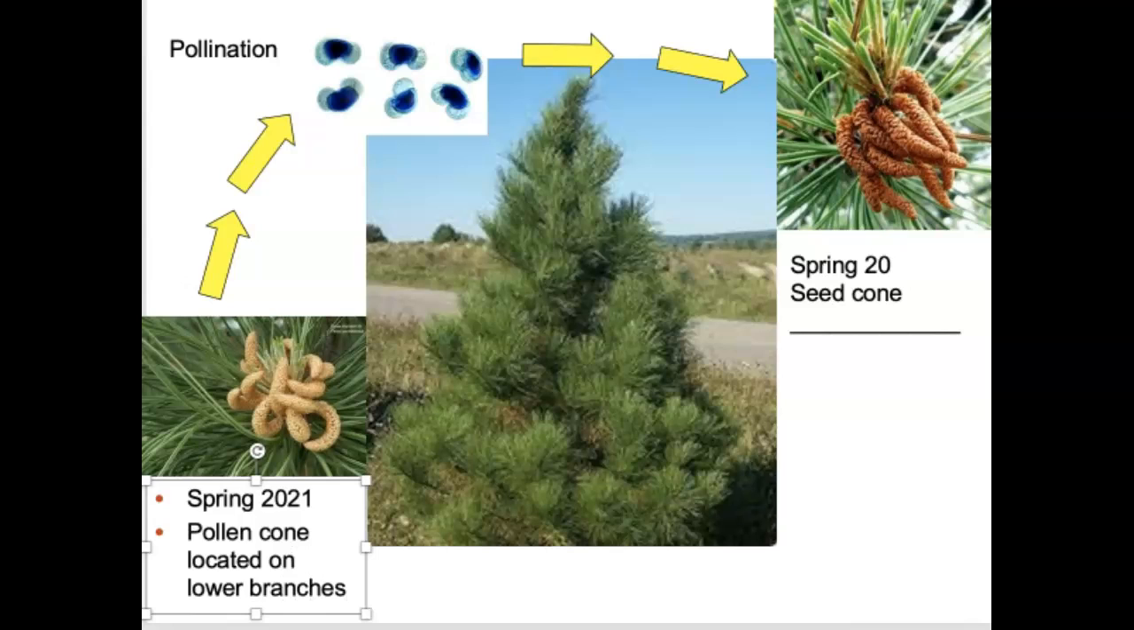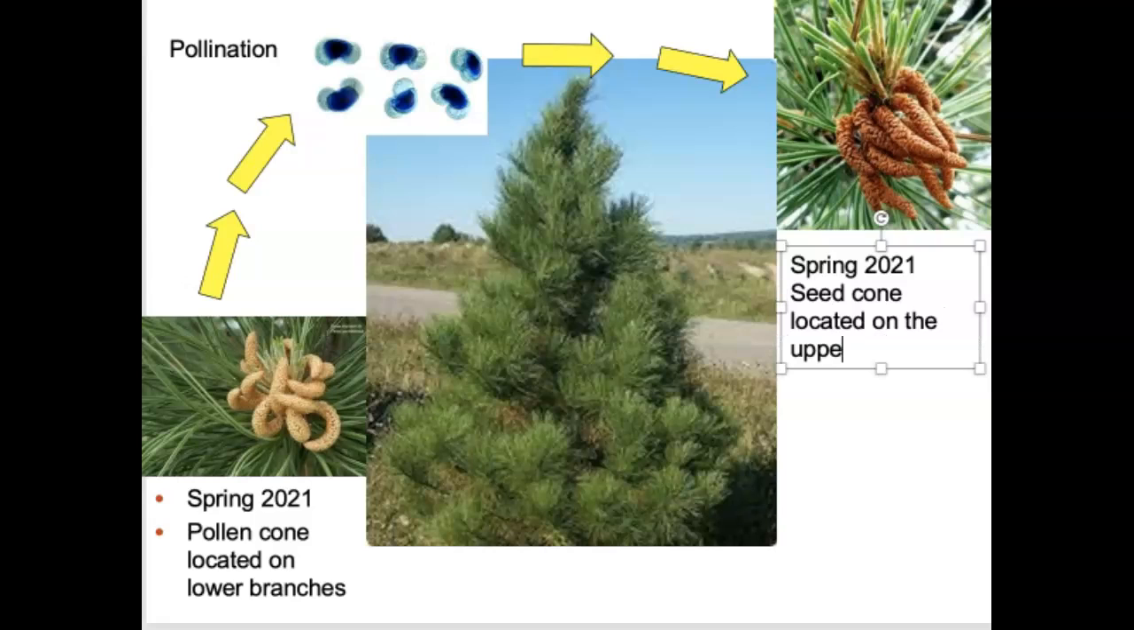And what we know about the pollen cones is that they are located on the lower branches of the pine tree, of the conifer. So you look at the lower branches and you see these little curly kind of cone structures. You're like, that looks kind of weird. That's the pollen cone. The same time in the spring of 21, we will see the seed cone developing. The seed cone is what's going to produce the seed or the ovule structure. But this is located on the upper branches. So the seed cones are always positioned higher.